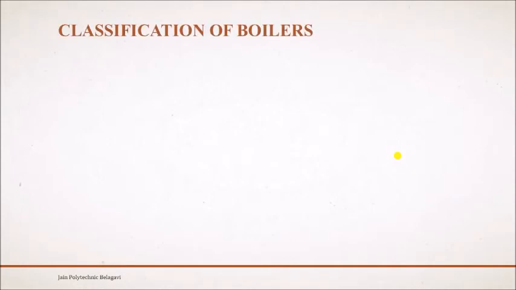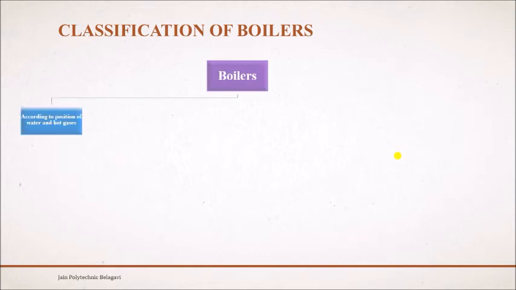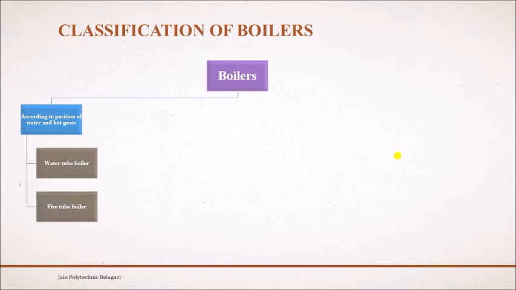Now let's go through the different classifications of boilers. What are the types of boilers? Boilers can be classified according to the position of water and hot gases: a water tube boiler or a fire tube boiler. In a water tube boiler, the water flows inside the tubes, and in a fire tube boiler, the fire or hot gases flow through the tubes.